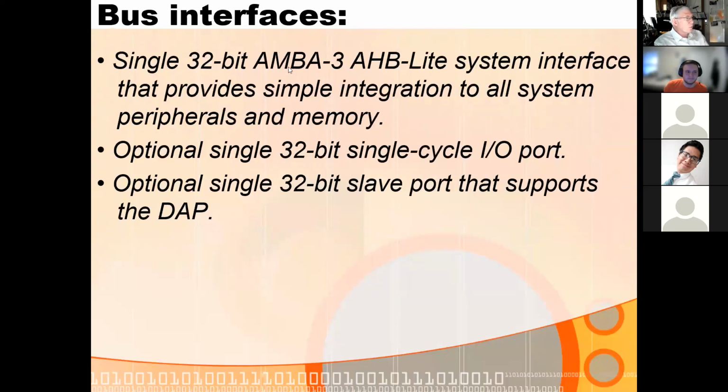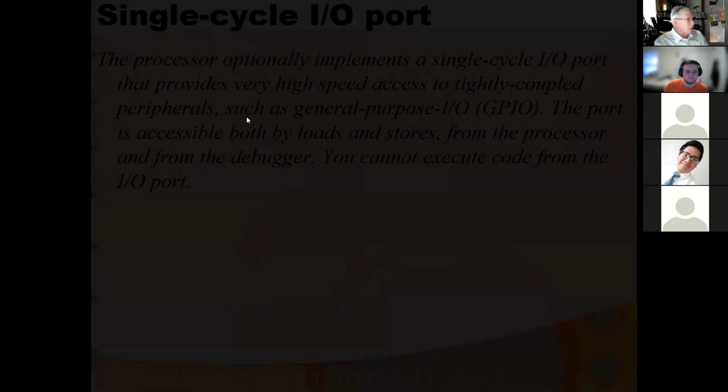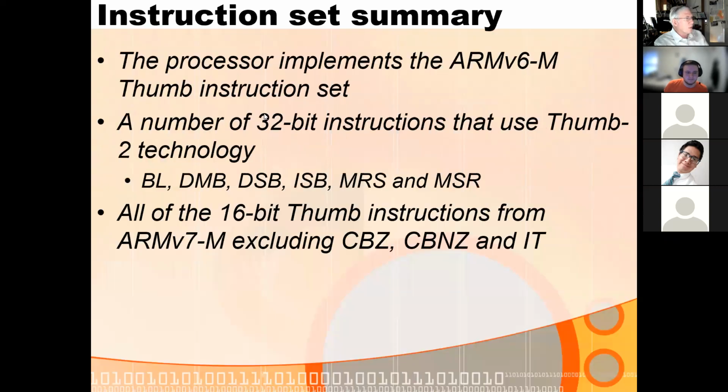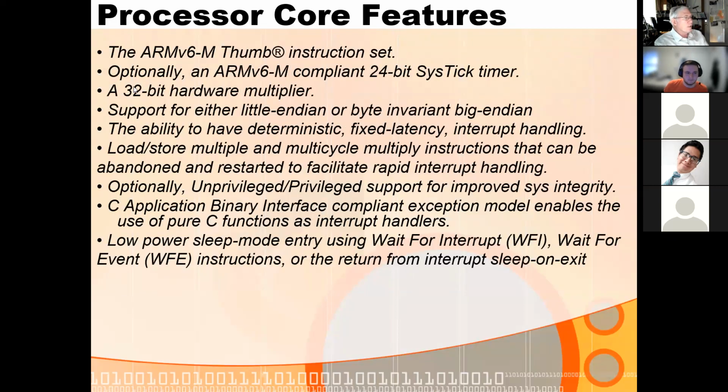One of the things I want to do is talk about, so I'm going to skip through the rest of this. Well, I will say this: there is a 32-bit hardware multiplier, and there is this 24-bit system tick timer. Again, the instruction set is the ARM v6m thumb instruction set, usually called thumb 2 or thumb.